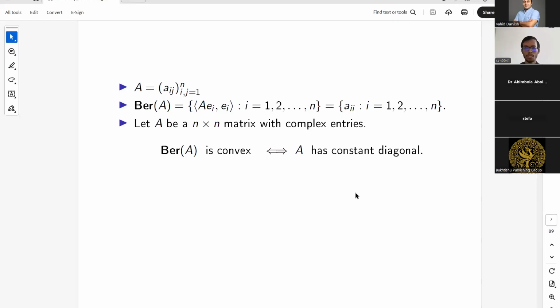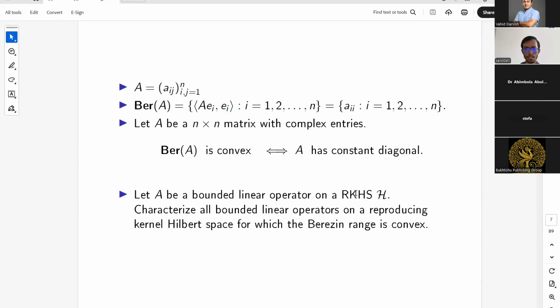That is, A has a constant diagonal. Therefore, the Berezin range is convex only for very special cases. And there is a natural question: let A be any bounded linear operator on a reproducing kernel Hilbert space H, then characterize all bounded linear operators on a reproducing kernel Hilbert space for which the Berezin range is convex.